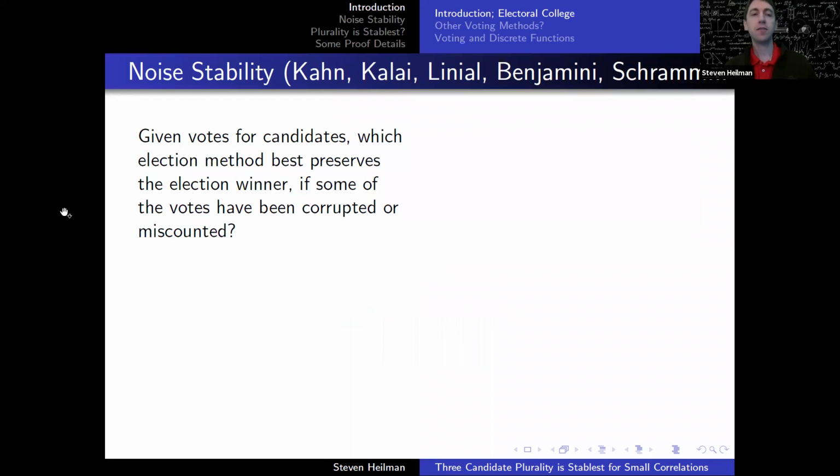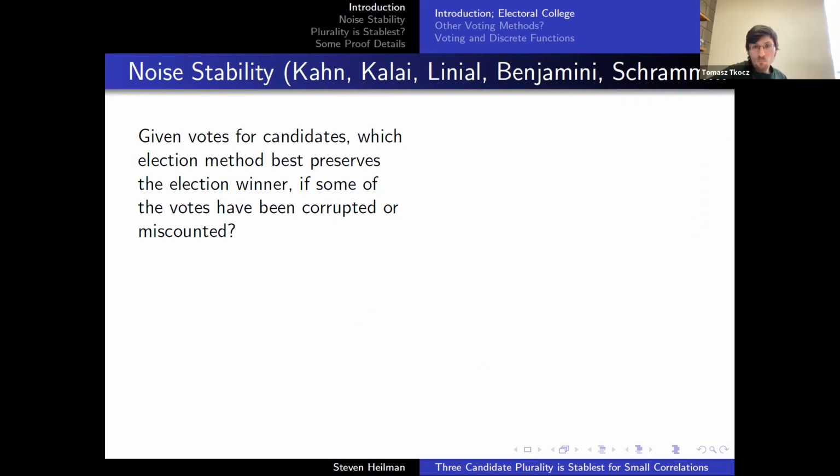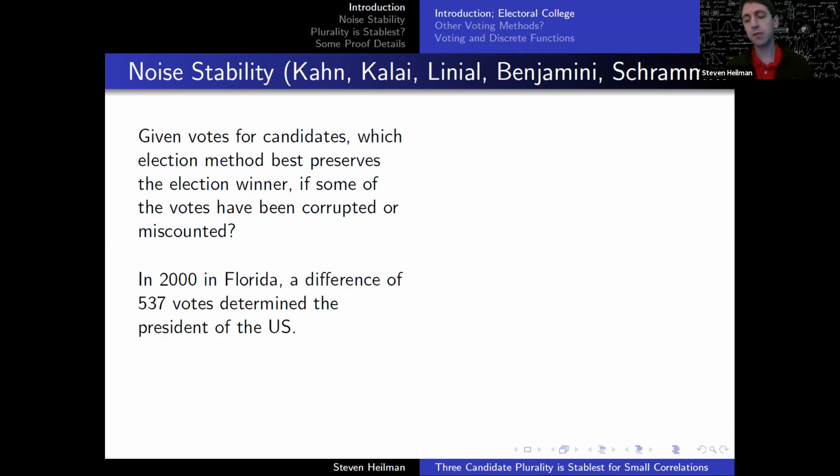Anyway, here's our main question for today. Given votes for candidates in some election, which election method best preserves the winner of the election if some of those votes have been corrupted or miscounted? This is also probably an analysis seminar, so I could say our main question for today is some analysis of Boolean functions. You could motivate things like that. But what do I mean by election method, and why would this question be interesting?